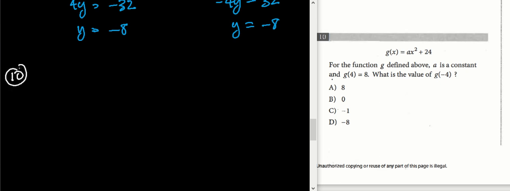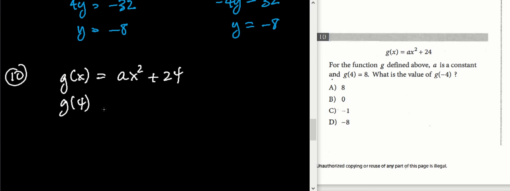So in problem 10, we're told that g of x is equal to ax squared plus 24. Here, a is a constant, and the other piece of information that we're told is that g of 4 is equal to 8. And we're asked to find the value of g of negative 4. So here's another opportunity to use some insight to reduce the amount of work we have to do. But if you don't do that, that's okay. You can still arrive at the right answer by following some simple steps.